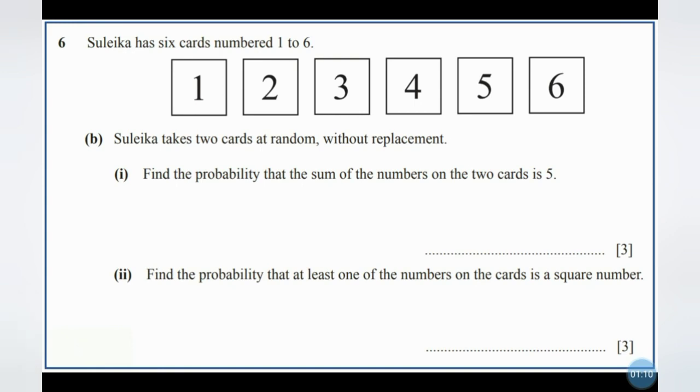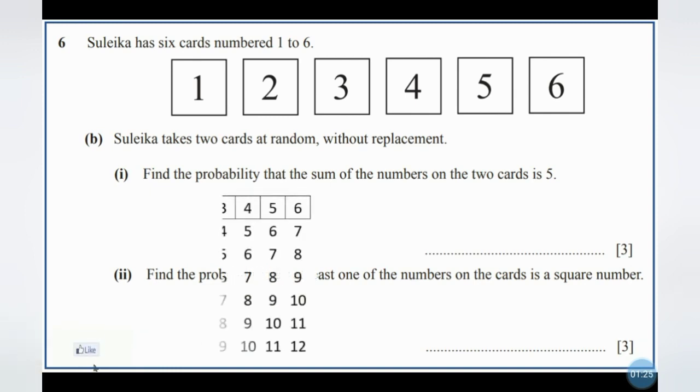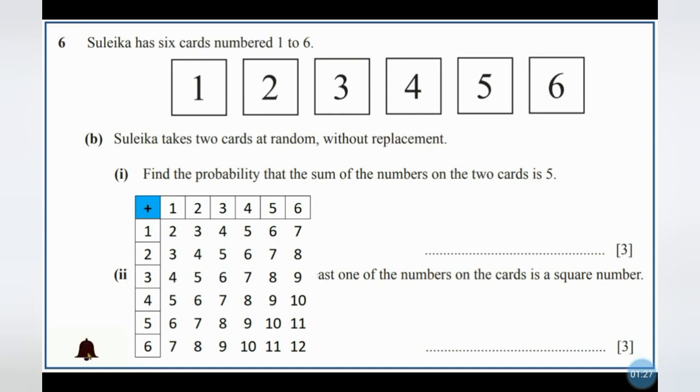Okay? So number 1, find the probability that the sum of the numbers on the 2 cards is 5. Instead of doing some computations, I will be using a box which says sum. So I will just basically add 1 plus 1 is 2. 2 plus 1 is 3. And so on. 6 plus 6 is 12. Okay, but remember, I cannot repeat the number.